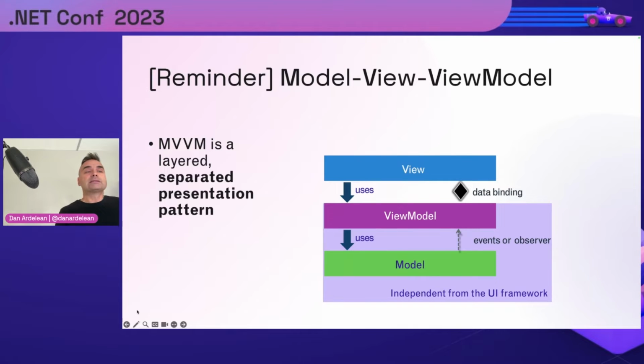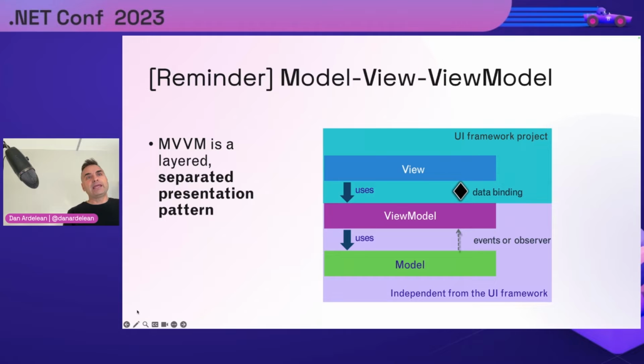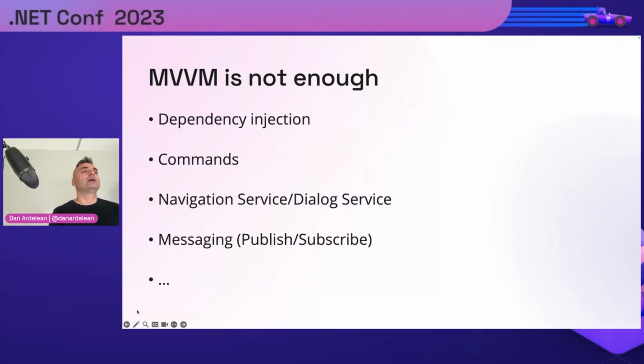And this tells us that the model and view model could be included in a pure .NET library, and only the view is dependent on the UI framework. And of course, the Model-View-ViewModel pattern is not enough to build a full application.